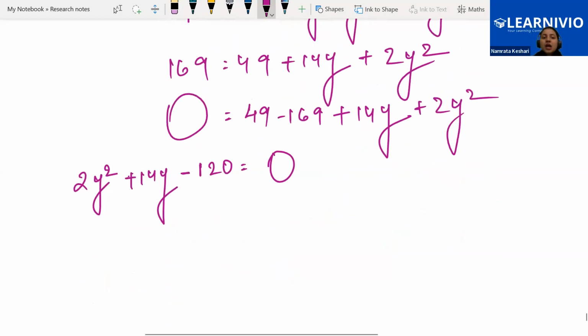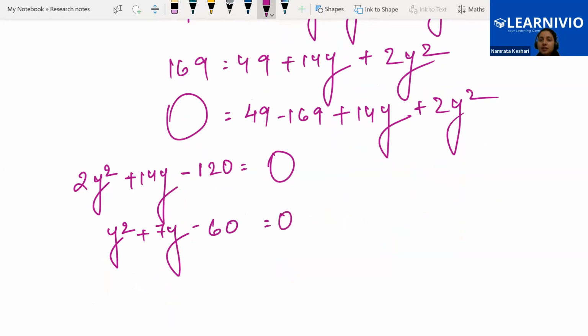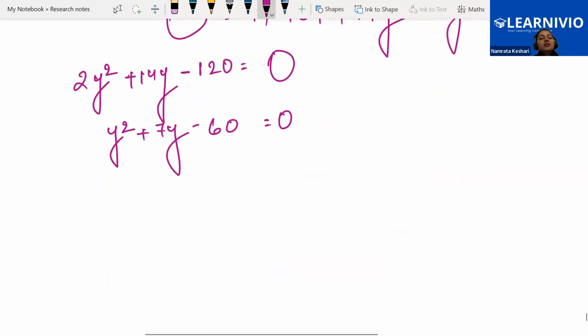Now we are having 2y square plus 14y minus 120. We can take out common 2. Why take 2 as common? So that we will have a smaller number, and that will be easier for the calculation: y square plus 7y minus 60. Either method of factorization or formula. I will be applying the formula method because factorization will take a few minutes to figure out, and it might not work. Like every time factorization is not possible.